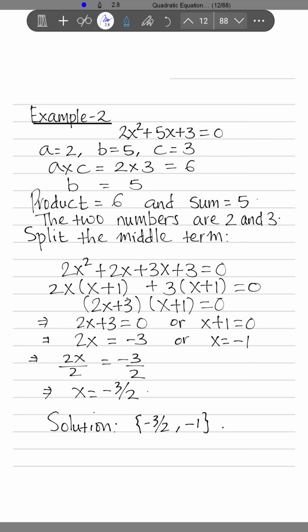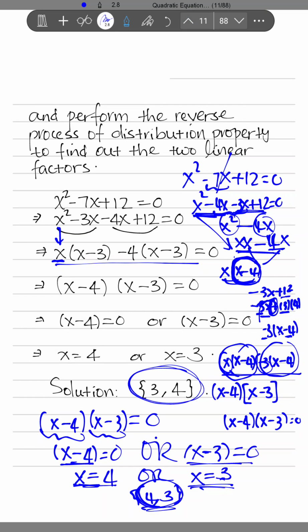Once we have the two numbers, we can use any expression such as 2x plus 3 or x plus 1. In other words, x plus 1 or 2x plus 3. Whichever comes first doesn't matter. That's what we see in this example. In our case, x minus 4 comes first. In the previous example, x minus 3 was there. See here? x squared minus 4 is how I start, but here, x squared minus 3x, x squared minus 4x. Doesn't matter. In both cases, we end up with the same solution set.